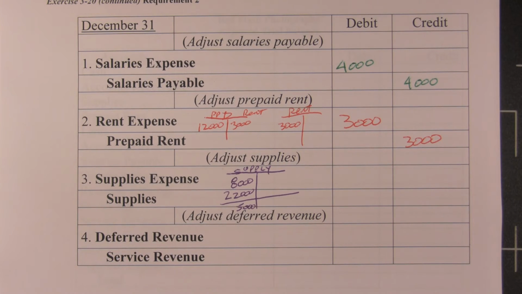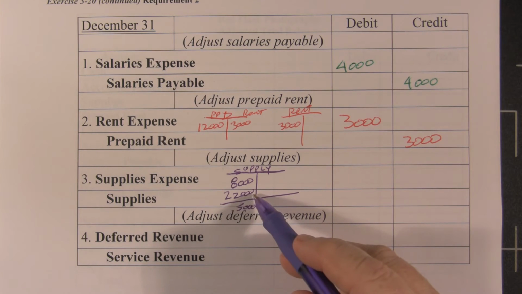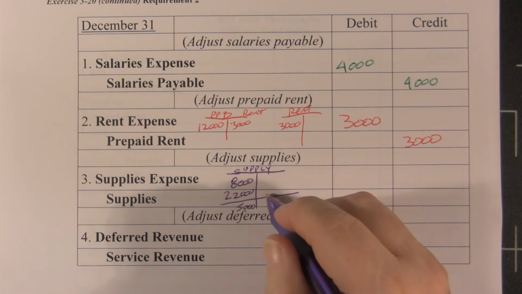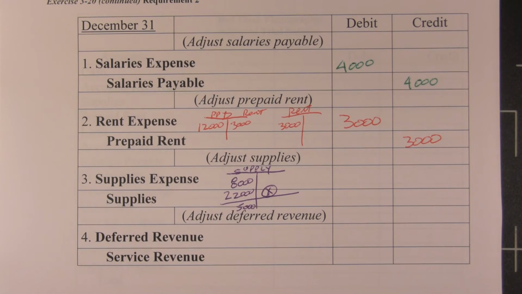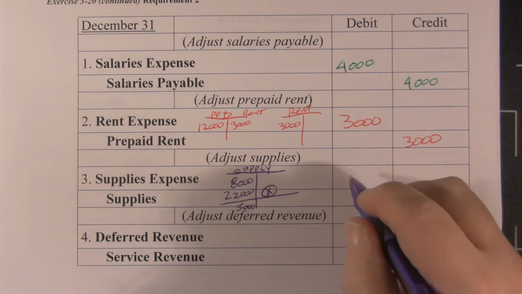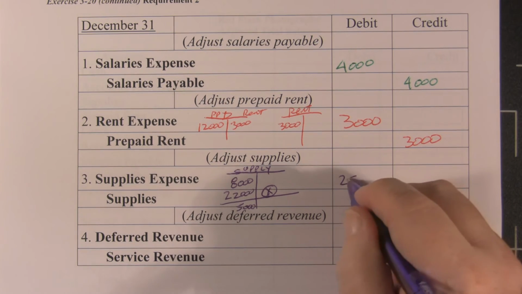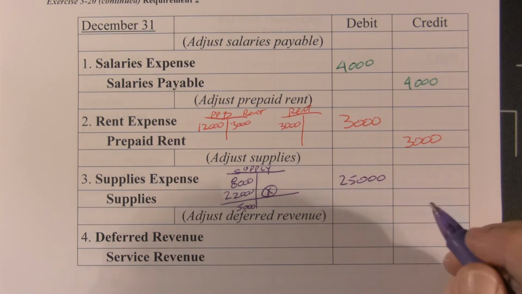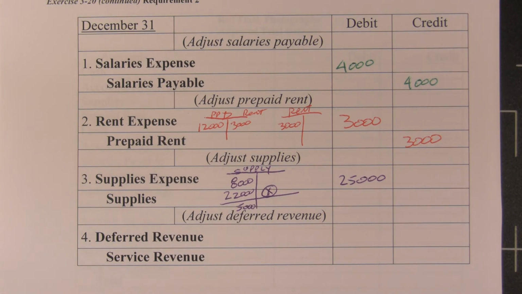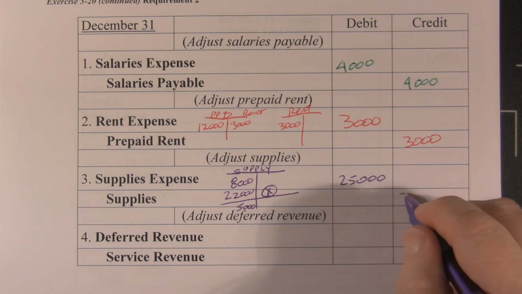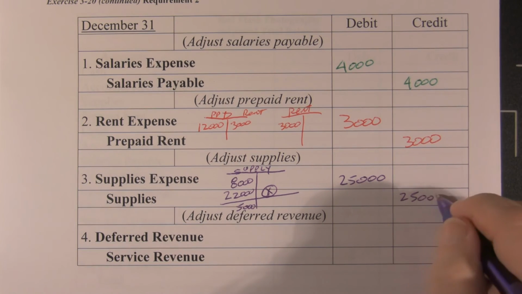So altogether, we had 22 and 8. We had 30. We have 5 left. They're asking us for this. So what number subtracted from 30 gives us 5? 25. Debit supply expense, $25,000. Credit supplies on hand, the asset, $25,000.